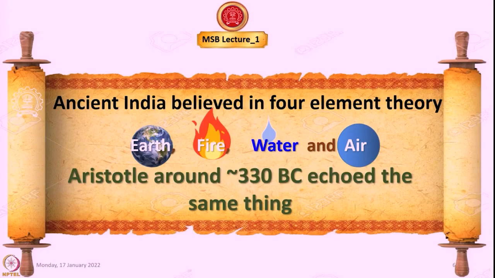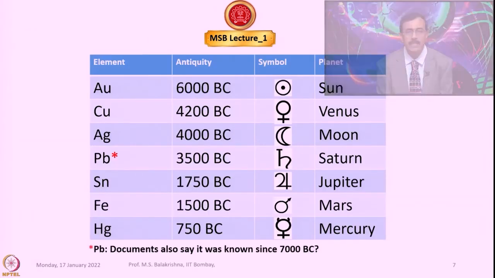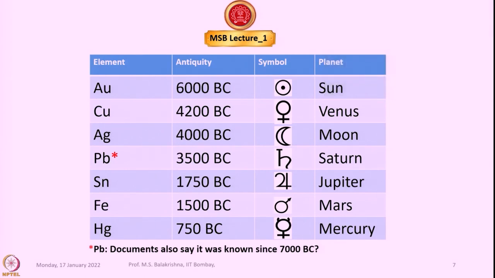And ancient India, when I say ancient India, I am talking about 5,000 to 8,000 years back, believed in the four element theory, that is earth, fire, water and air. And about 2,300 years back, Aristotle also opined the same thing that Indians felt about 8,000 years back. And about 8,000 years back, gold was known, and about 6,000 years back, copper and silver were known to mankind.